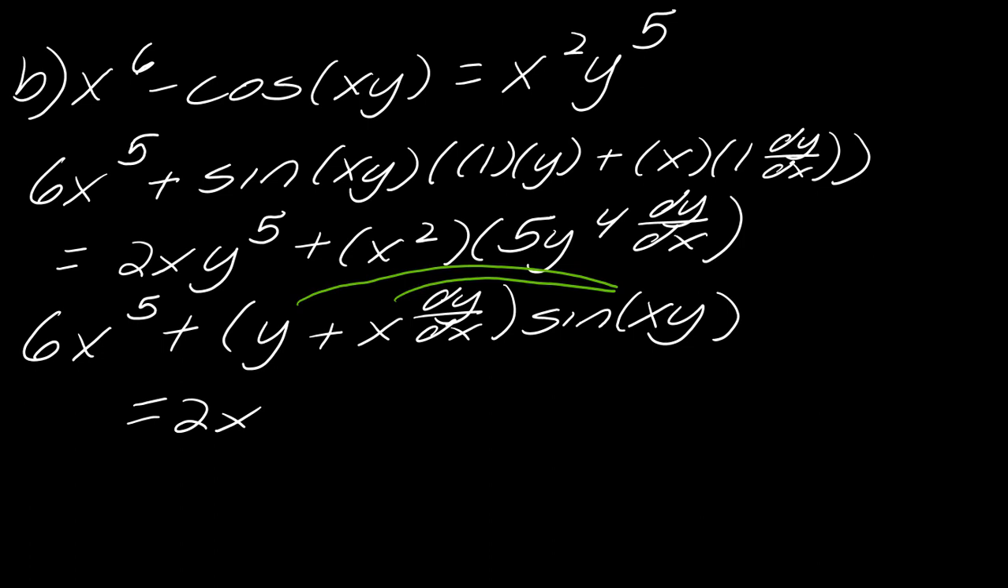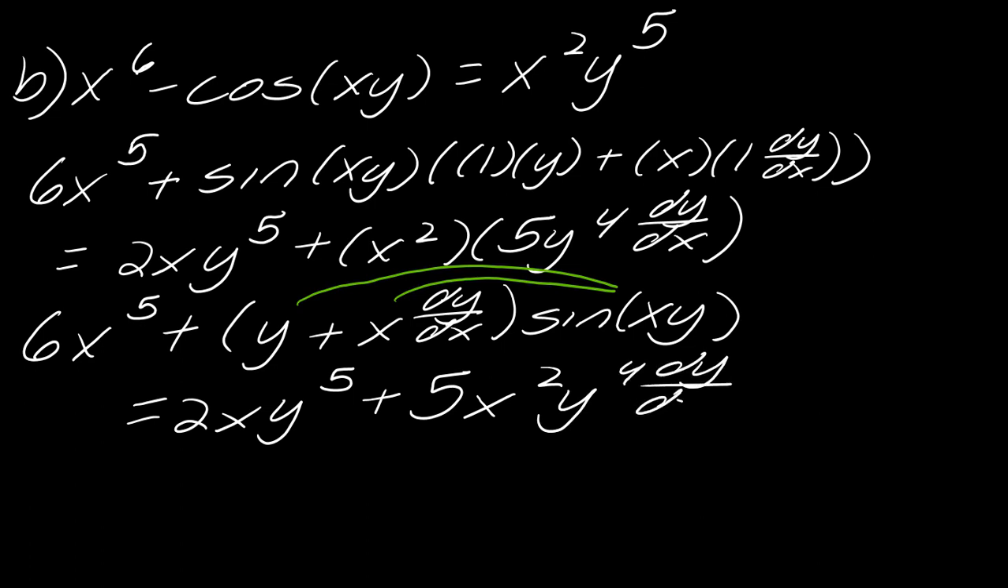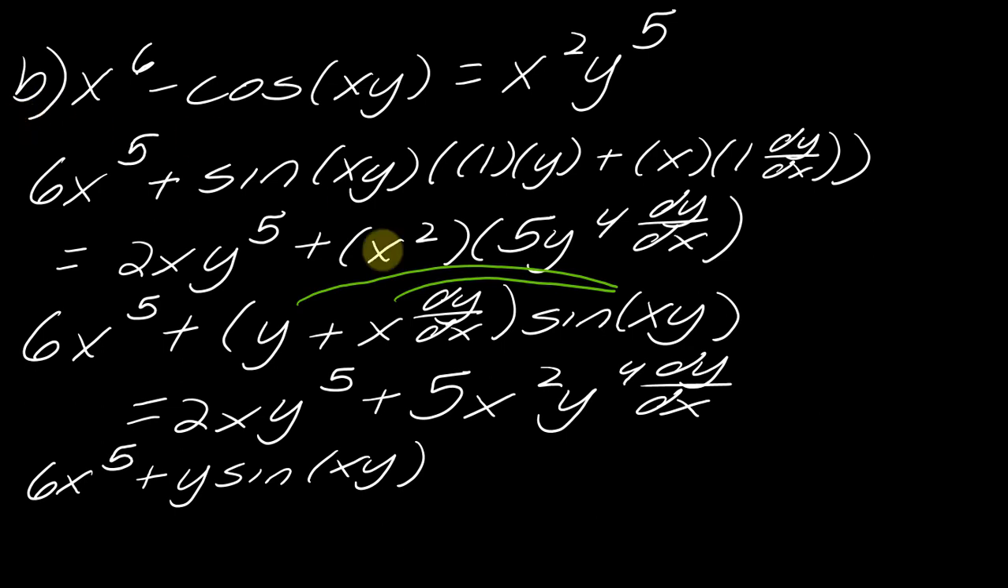So I've got 2xy to the 5th plus 5x squared y to the 4th dy dx on this side. Okay, so if I distribute this, I think I'm going to start running out of room here, but I'll do my best. So I've got 6x to the 5th plus y sine of xy. So notice how that y just got distributed to the front. And then for this next part, it's kind of up to you where you want to put the dy dx. I know it can be a little problematic. So if you want to put it in the very front, this could be dy dx sine of xy.